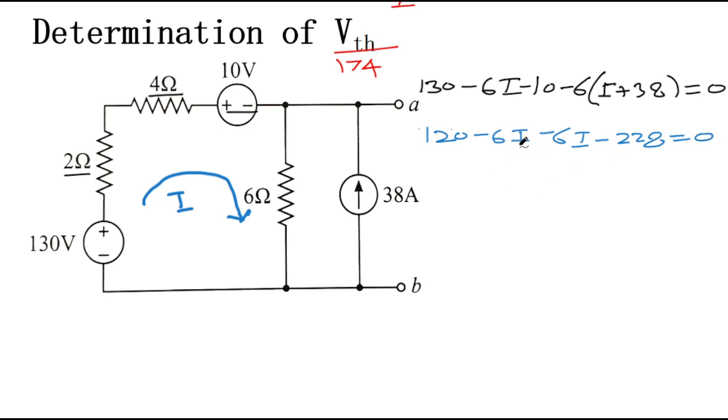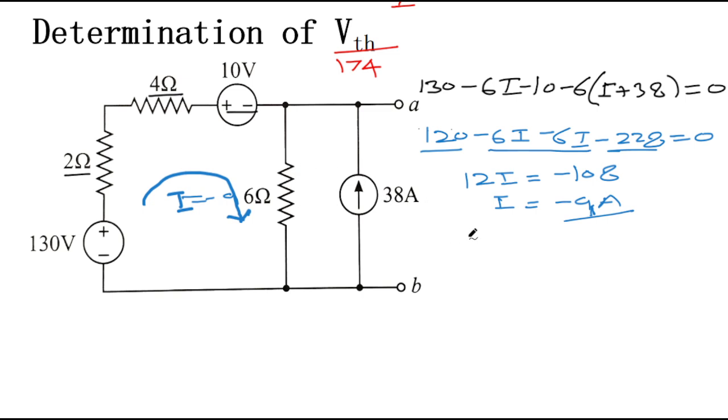So 6 and 6 become 12I, and when you subtract 120 from 228, it will give you 108. So it will give you basically 12I. Simplifying this one, it will give you minus 108. So I will be equal to minus 9 ampere, right? Minus 9 ampere current is flowing here. This value of I is equal to minus 9 ampere.